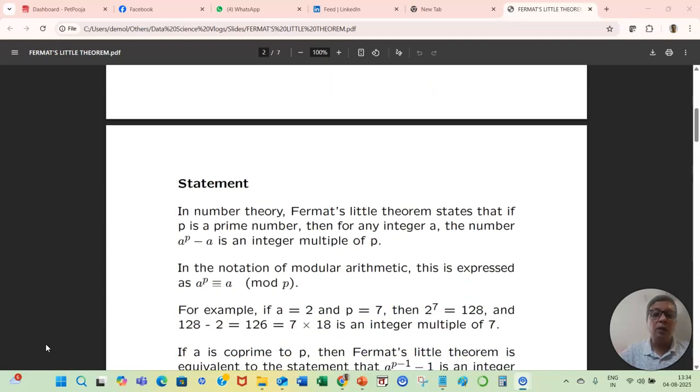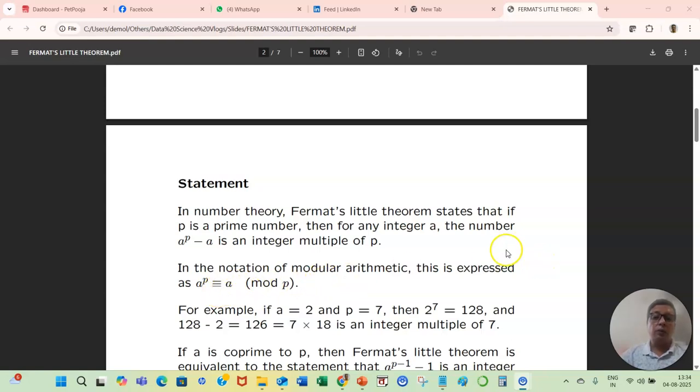The statement is: in number theory, Fermat's little theorem states that if p is a prime number, then for any integer a, the number a to the power p minus a is an integer multiple of p, or it is divisible by p. In the notation of modular arithmetic, this is expressed as a to the power p is equivalent to a mod p.